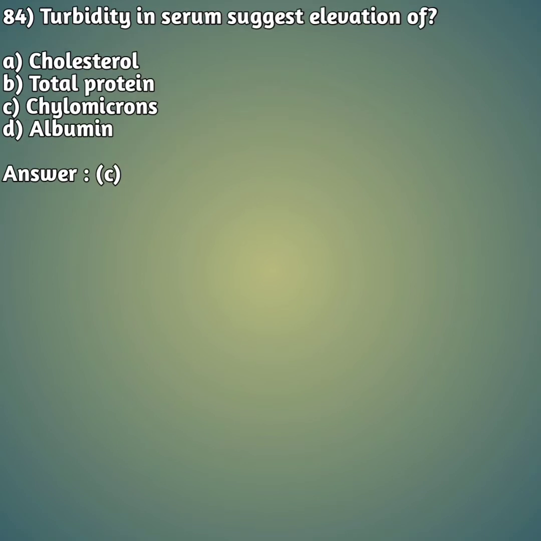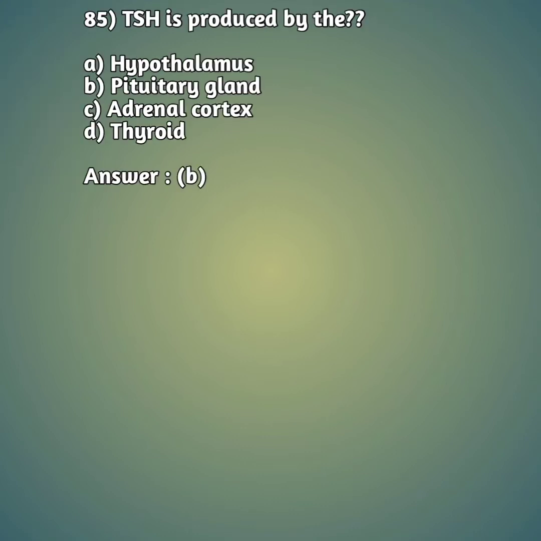So the next question is, turbidity in serum suggests elevation of what? If you see more turbidity in the serum, what will be the suggestion? Option A cholesterol, option B total protein, option C chylomicrons, option D albumin. So the right answer is option C chylomicrons. If you see more turbidity in serum, then it is a cause of chylomicrons. Okay friends, moving on to our next question.